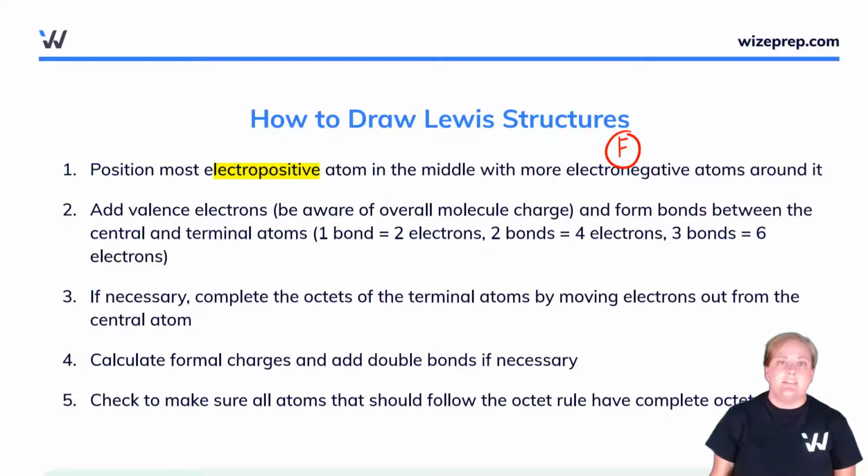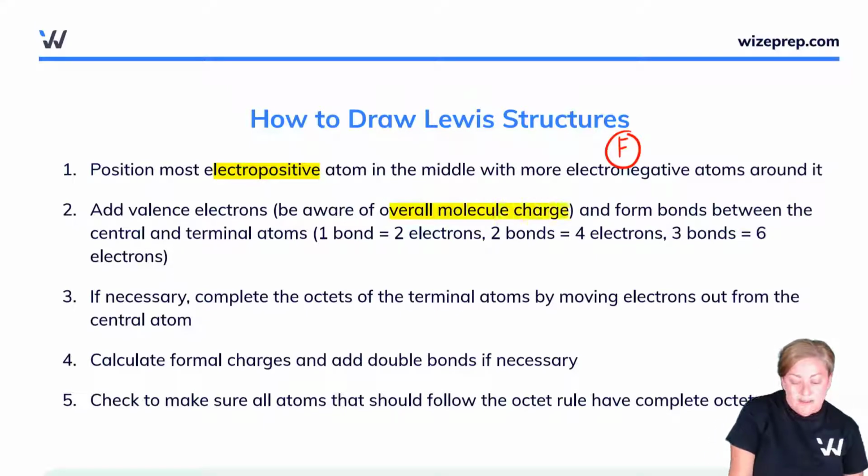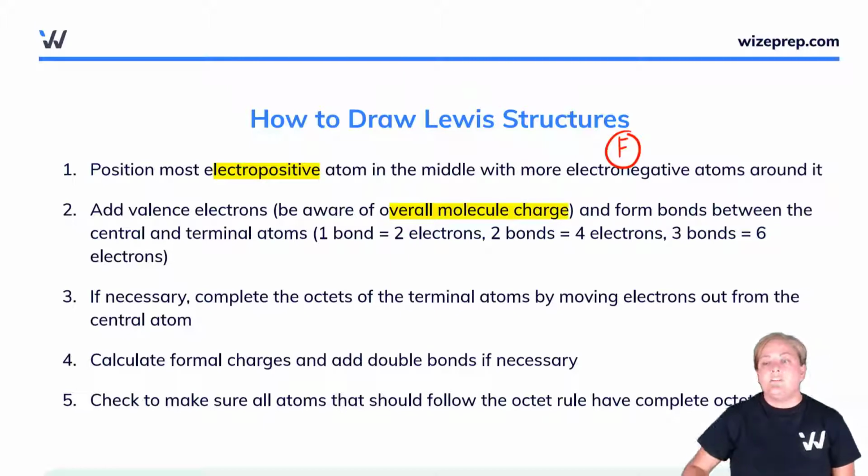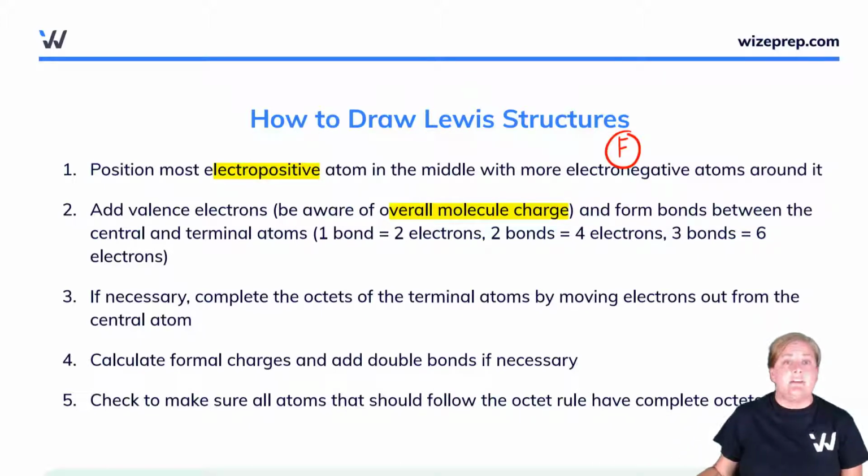Once you've positioned that central atom and the atoms around it, you want to add valence electrons. Now you want to be aware of overall molecular charge. In other words, does this molecule carry a negative charge and I need to give it a bonus electron? Does it carry a positive charge and I need to lose an electron? And you want to form bonds between the central atom and the terminal atoms, remembering that one bond uses 2 electrons, 2 bonds or a double bond uses 4 electrons, and 3 bonds or a triple bond uses 6 electrons.